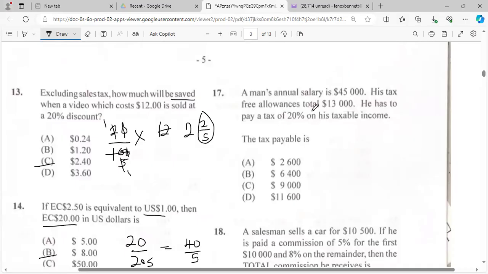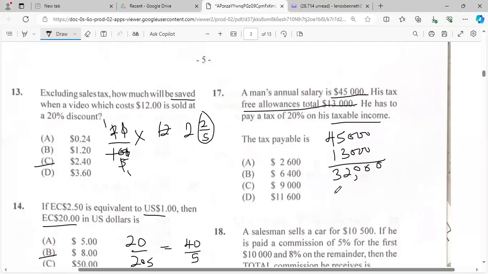A man's annual salary is 45,000. His tax-free allowance is 13,000. He has to pay a tax of 20% on his taxable income. Let us break it down. So that is the annual salary, which is 45,000. But guess what? You have a tax-free allowance. That means you don't have to pay any tax on that. The government normally does this to encourage you. So he is going to pay tax on this amount, which is 32,000. The 13,000 is tax free.